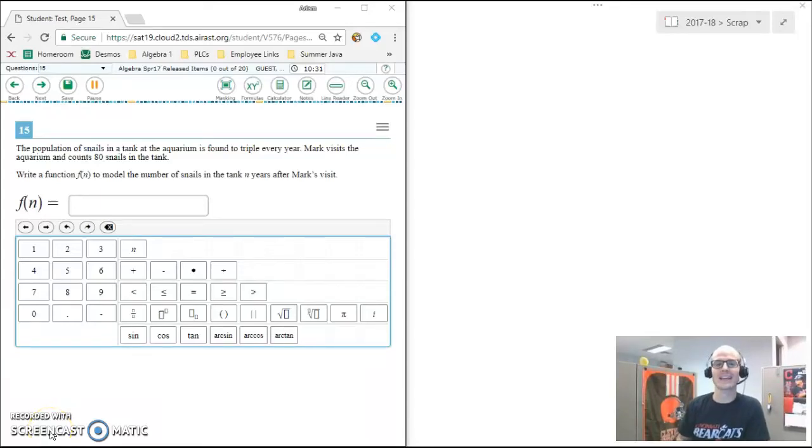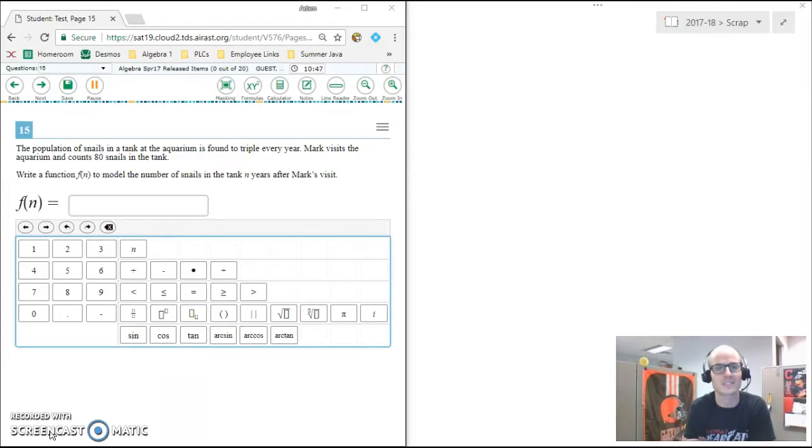Today we are looking at exponents and exponential functions, and specifically today we are going to be given a scenario. We're going to have to turn it into an exponential function, and we just need to write it in a specific function notation. So let's take a quick look at question number 15.